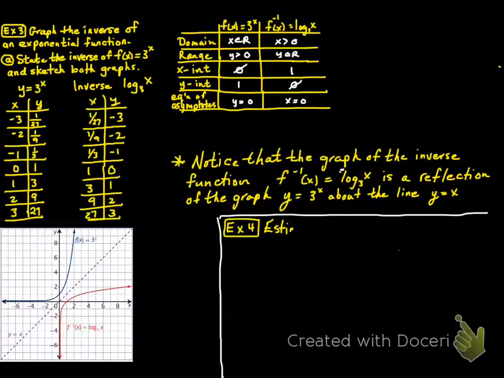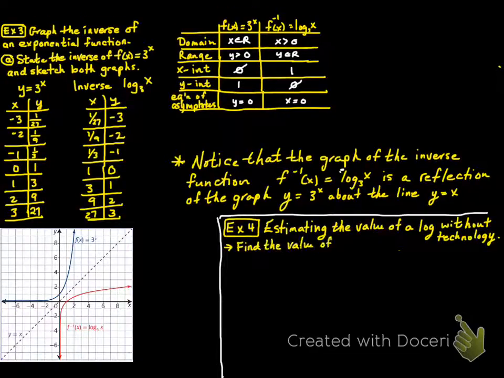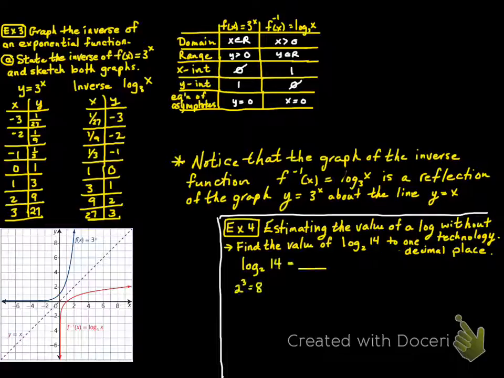let's keep going. Example 4. Estimate the value of a log without technology and find the value of log base 2 of 14 to 1 decimal place. Without technology, we mean without using any of the log functions. So the log base 2 of 14 we'd like to find. We know that 2 to the power of 3 is 8. And we know that 2 to the power of 4 is 16. One's too high, one's too low.